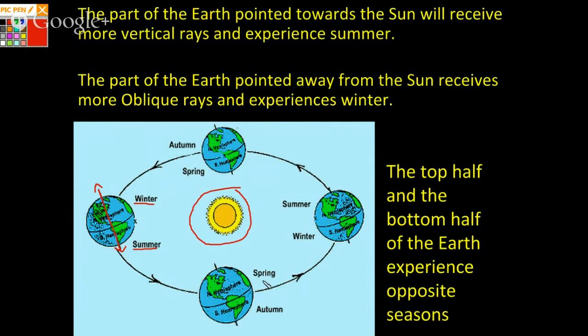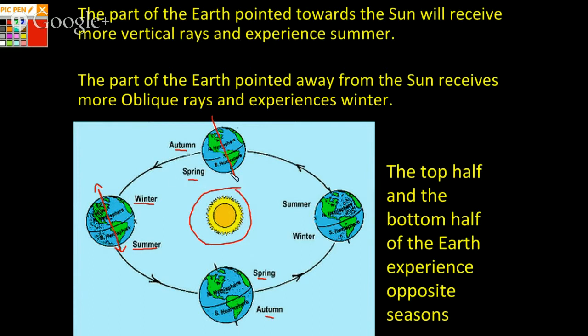Then the same works for spring and autumn. Now notice, in spring and autumn the Earth is in relatively the same position because it's pointed neither towards nor away from the sun. It's parallel to the sun. So this line is pointed neither towards nor away from the sun. It's parallel to the sun. So that's why autumn and spring often feel very similar to one another. If you really think about it, spring and autumn experience relatively the same temperatures.